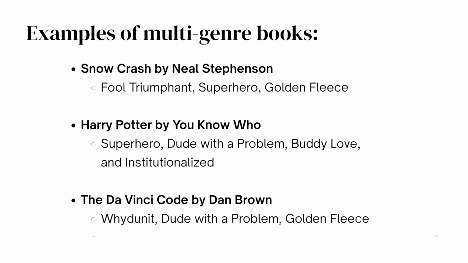Harry Potter by You Know Who is a superhero novel that contains dude with a problem, buddy love, and institutionalized. The Da Vinci Code by Dan Brown is a compelling whodunit, but it also contains dude with a problem and Golden Fleece. So, for example, my book, The Shadowcaster, is a superhero novel that contains rites of passage, Golden Fleece, dude with a problem, buddy love, whodunit, and monster in the house. It's got a lot going on, so you should be sure to read it once it finally comes out.